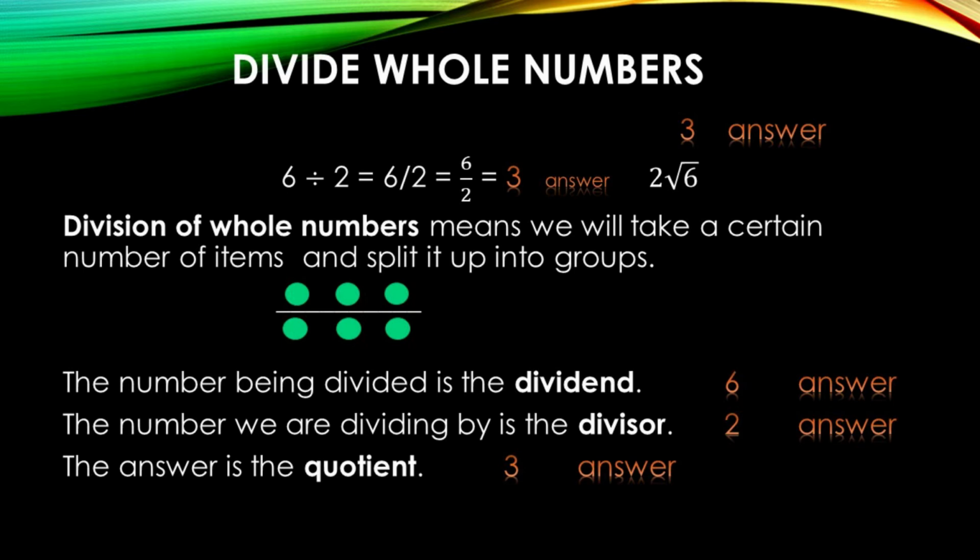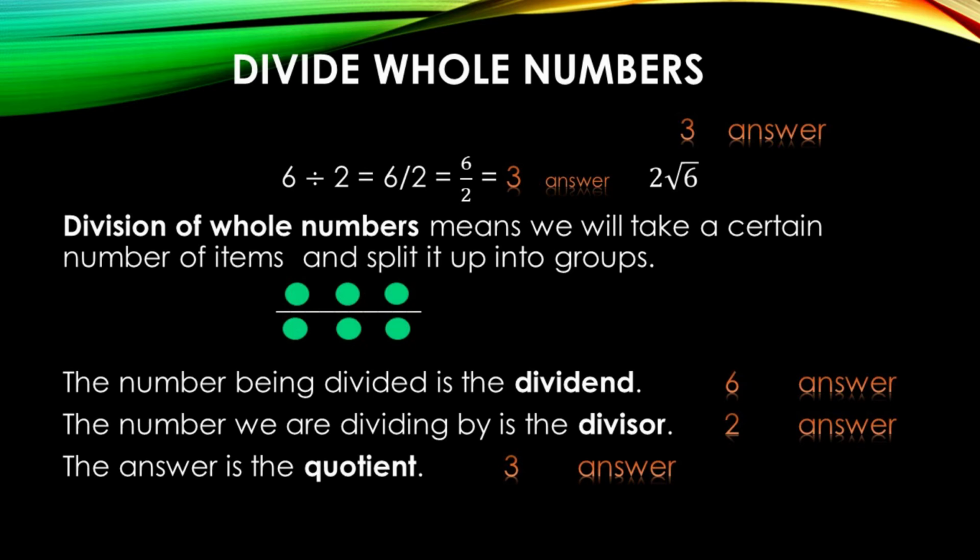The number being divided is called the dividend. So, in this problem, 6 is the dividend. The number we are dividing by is called the divisor, 2. Then, the answer is called the quotient. So, for this problem, 3 is our quotient.